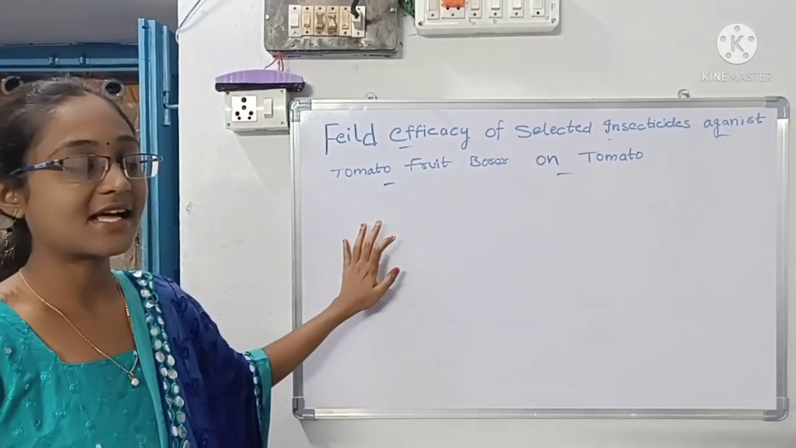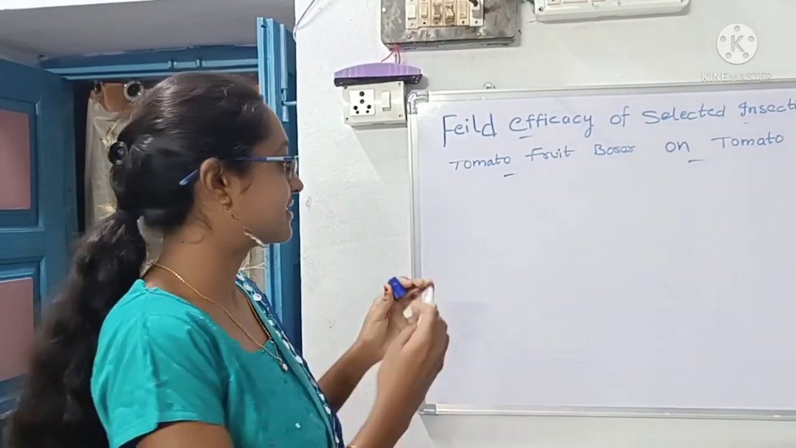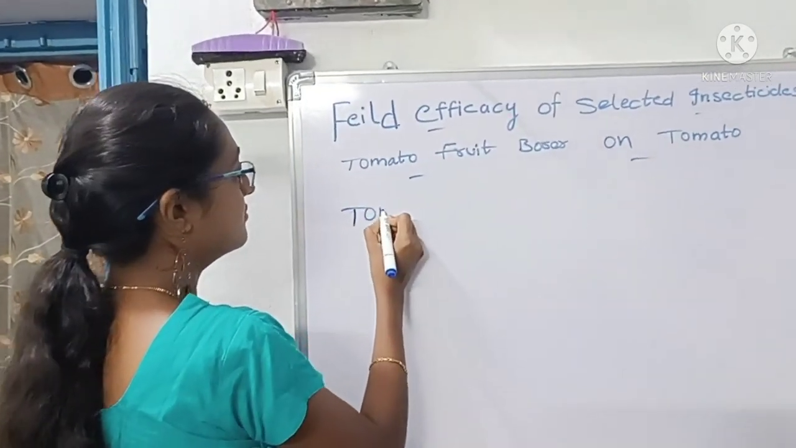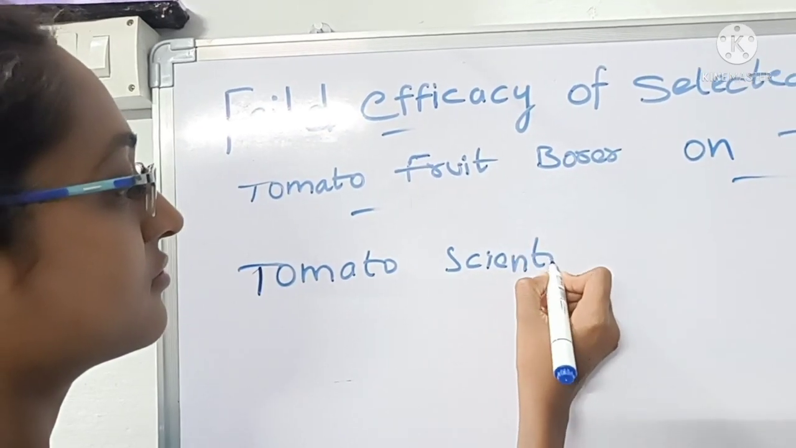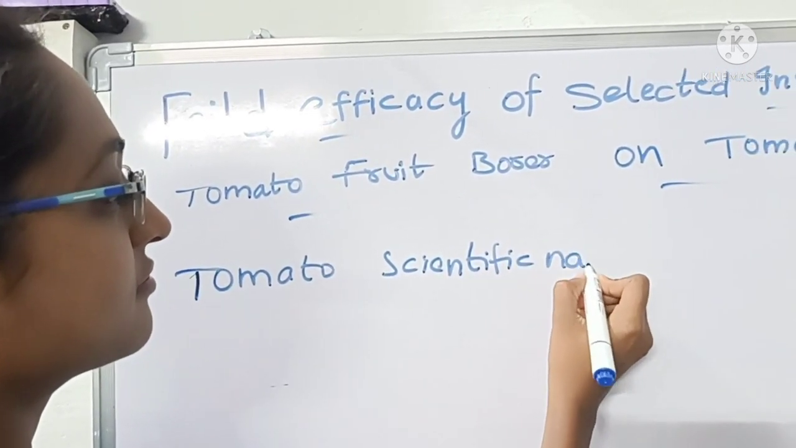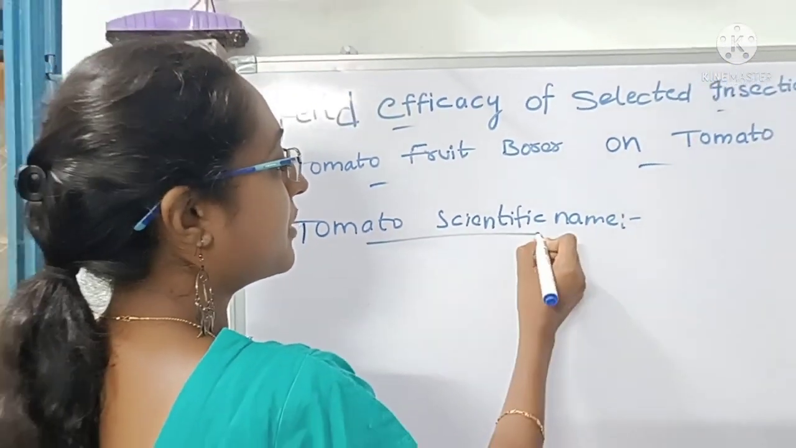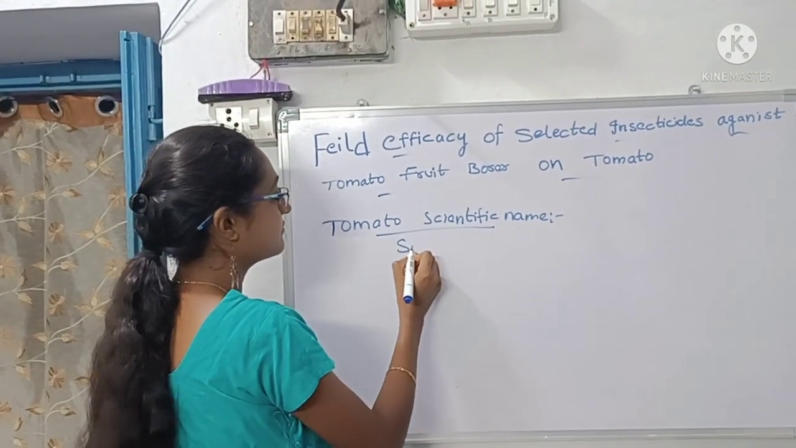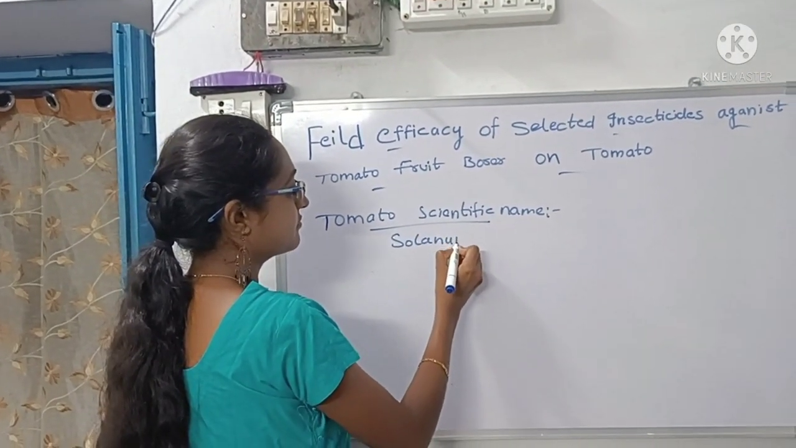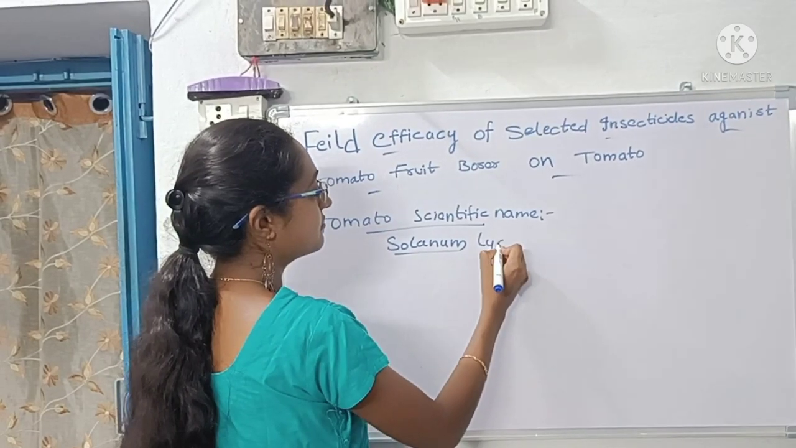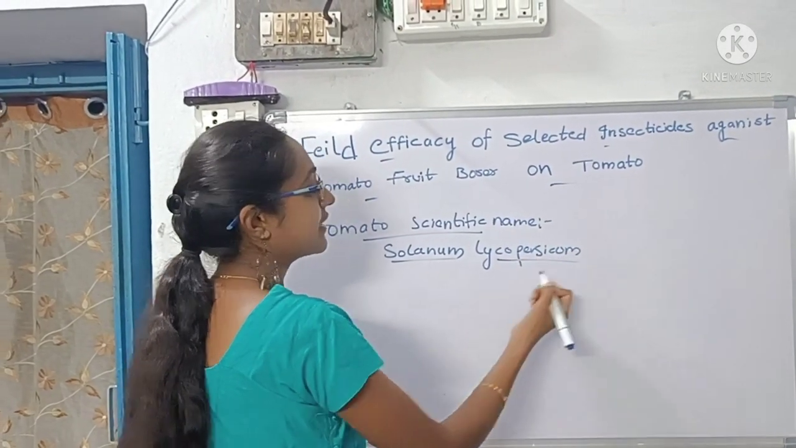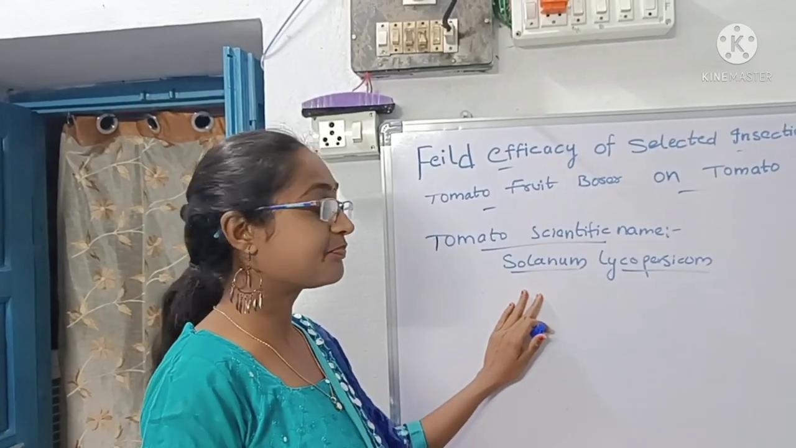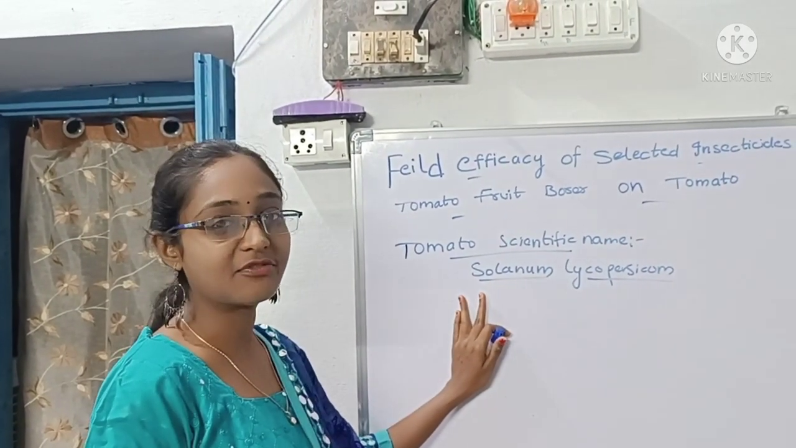I will tell the scientific names first. Tomato scientific name is Solanum lycopersicum. This is the scientific name. We know we have to underline the scientific name, right?